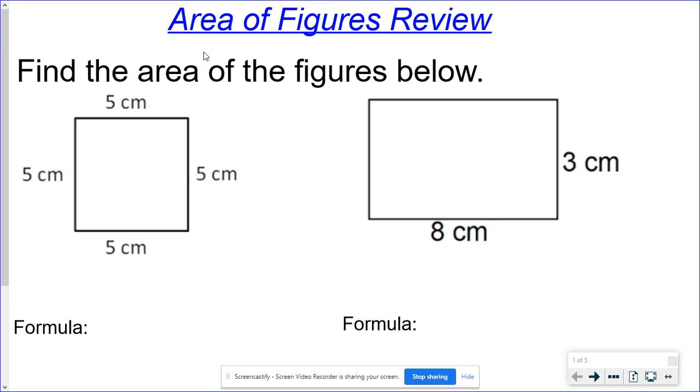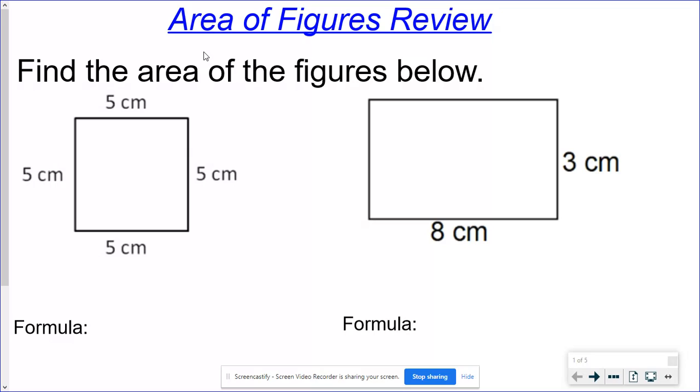Hello, math students. Today our review is going to be about area. The next chapter we're going into uses area. I'm going to go a step beyond that, but we need to refresh your memory on some formulas that we have, and you should have a formula sheet handy that we already gave you.